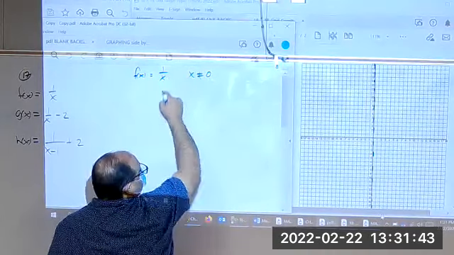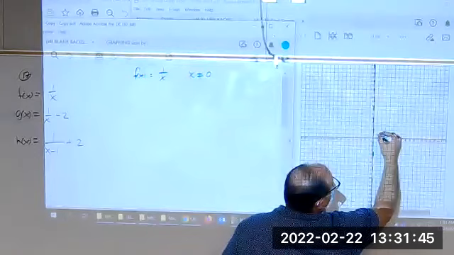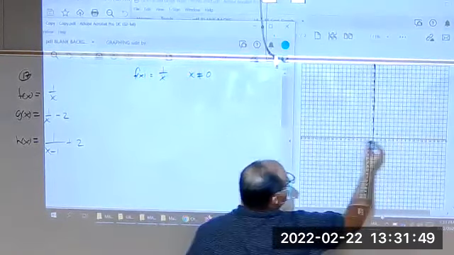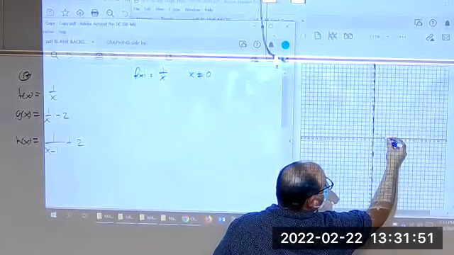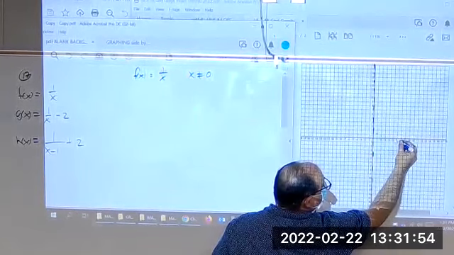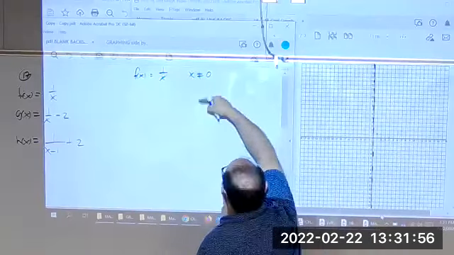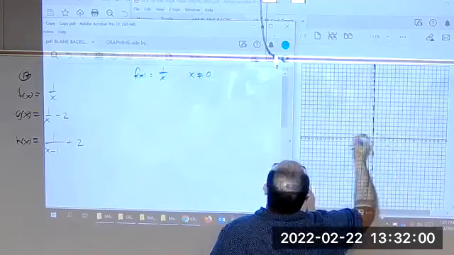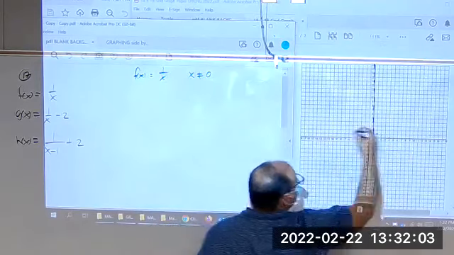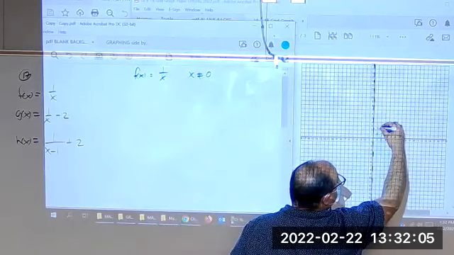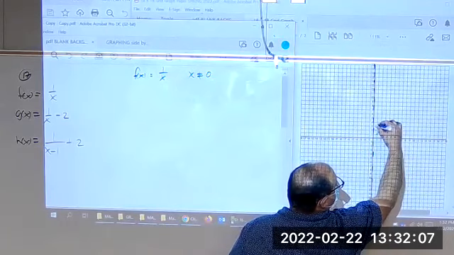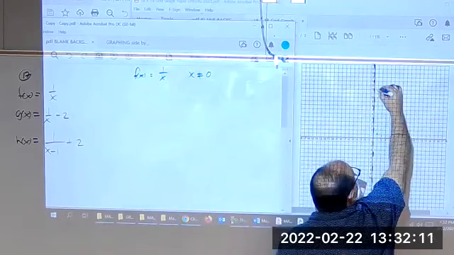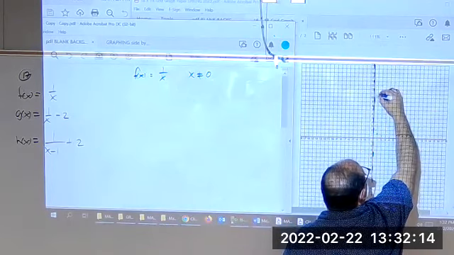Then the parent function. If I plug in positive 1, I get 1. If you plug in positive 2, you get 1/2. Positive 3 is 1/3. Positive 4 is 1/4, 1 over 4. If you plug in 1/2, if x is 1/2, 1 over 1/2 is 2. If you plug in 1/3, you get 3. If you plug in 1/4, you get 4. So that's why the graph does this in the parent function.